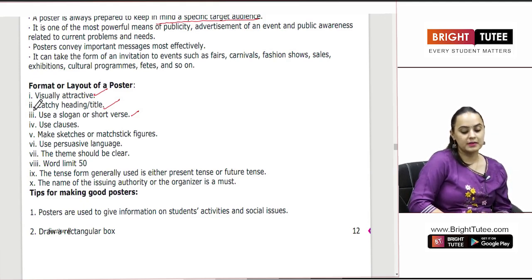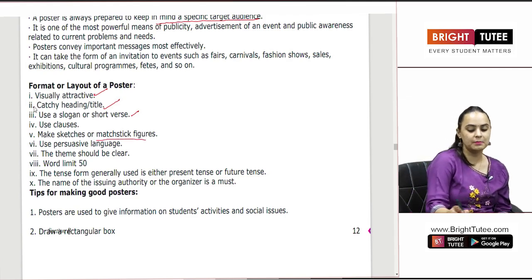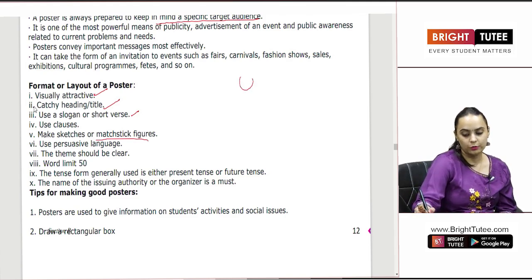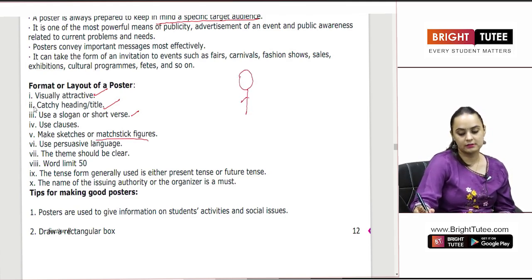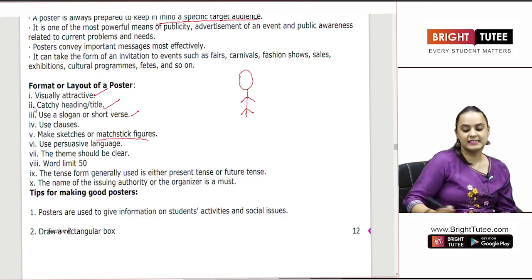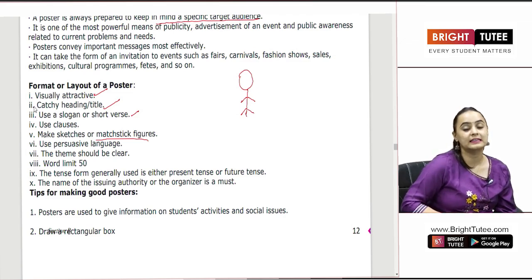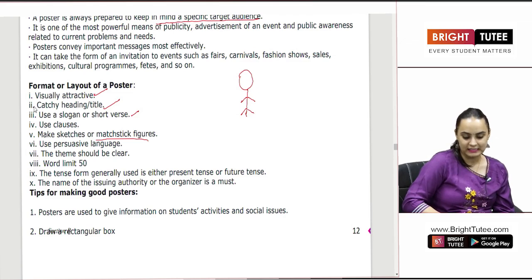You have to make sketches also when making a poster. And if you're not very good at drawing, you can even make matchstick figures. What do we mean by matchstick figures? These are the matchstick figures that we learned when we were kids.